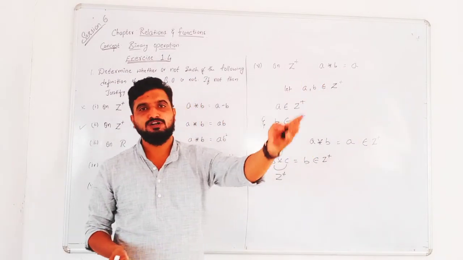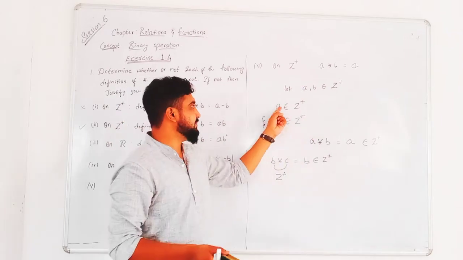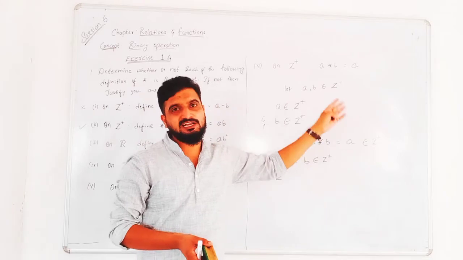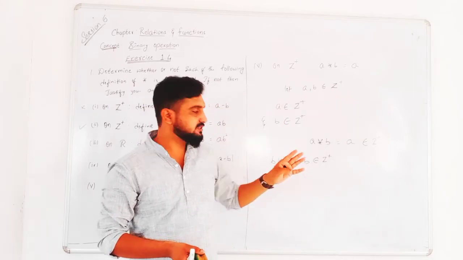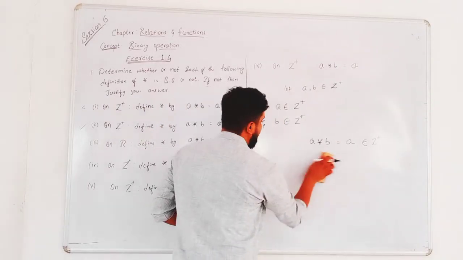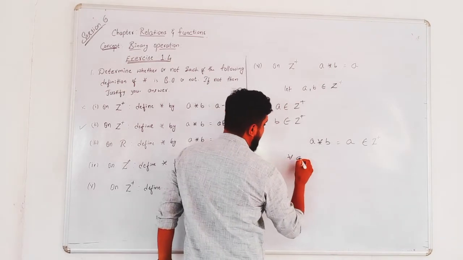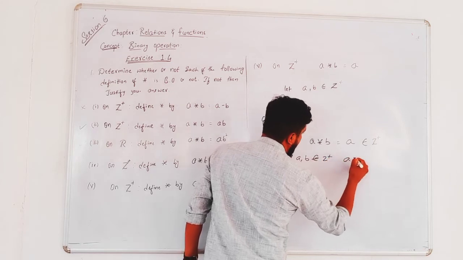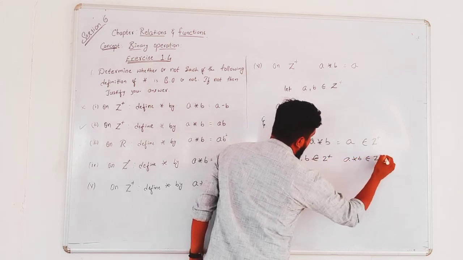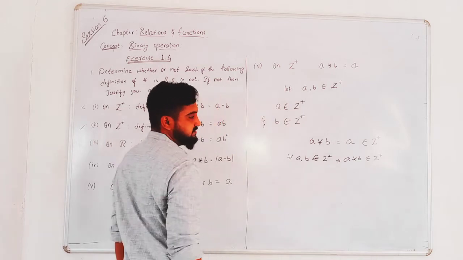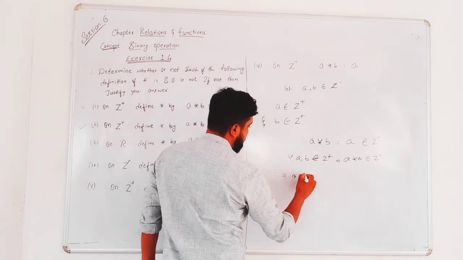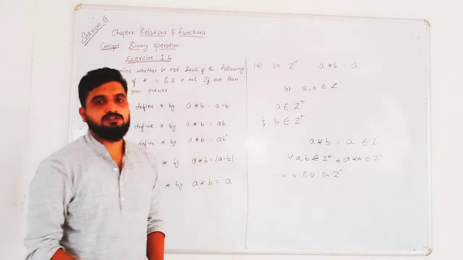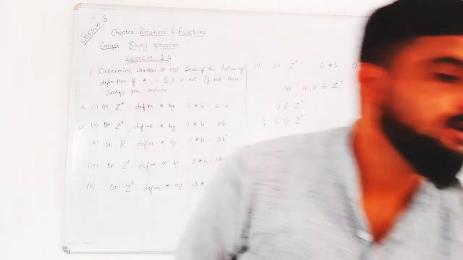Now whichever two numbers I choose from Z plus, I chose a and b in Z plus. Now if the same answer is coming, it must lie in Z plus. So that's why for any case this is always true. Therefore for all a, b belongs to Z plus, a star b belongs to Z plus. So that's why star is a binary operation on Z plus. So this is the fifth example.